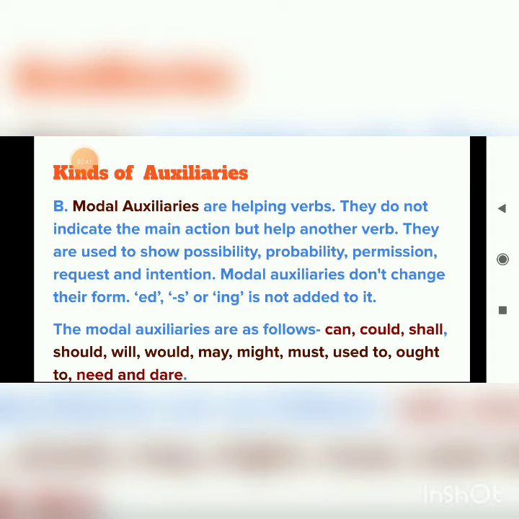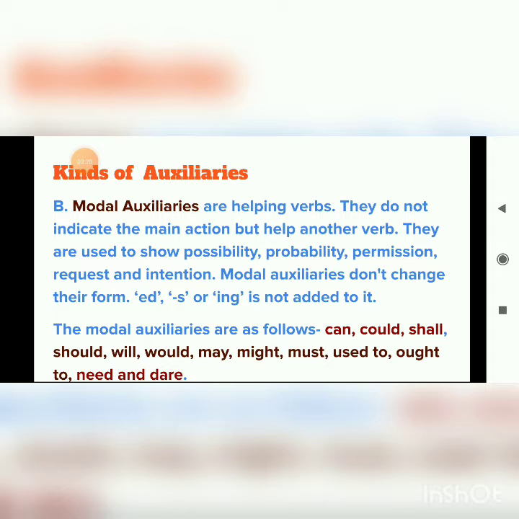Modal auxiliaries are helping verbs. They do not indicate the main action but help another verb. Okay, so what are modal auxiliaries? They are helping verbs and they do not indicate the main action, but instead they help another verb. They are used to show possibility, probability, permission, request and intention. Modal auxiliaries don't change their form.